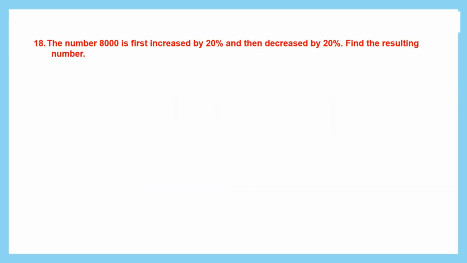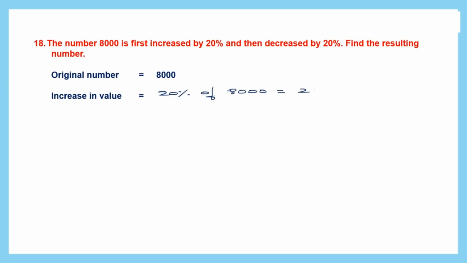So the same question. Original number is 8,000. Increase in value, that is 20%, isn't it? First it increased, so that is 20% of 8,000. So that will be 20% of 8,000 is the increase in value. So we'll simplify this. That will become 20 by 100 into 8,000. Let's see how much this is. Cancel. I can cancel one more zero here. Now we just have 2 into 800, and 2 into 800 is 1,600. So increase in value is 1,600.